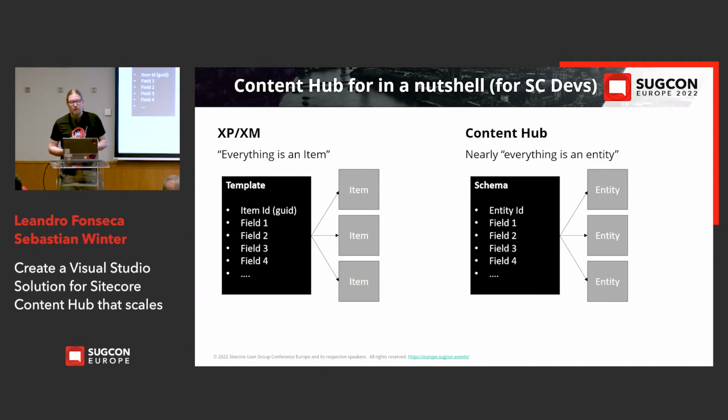But if we remember the XM and XP days, right? I think most of us went through the developer presentation or the developer course. And I think on slide one, we hear the dogma that everything in Sitecore is an item. And an item is described through a template, so all the fields you have, the whole data structure. Now, that applies to some extent also to Content Hub. So I would say nearly everything is an entity in Content Hub.